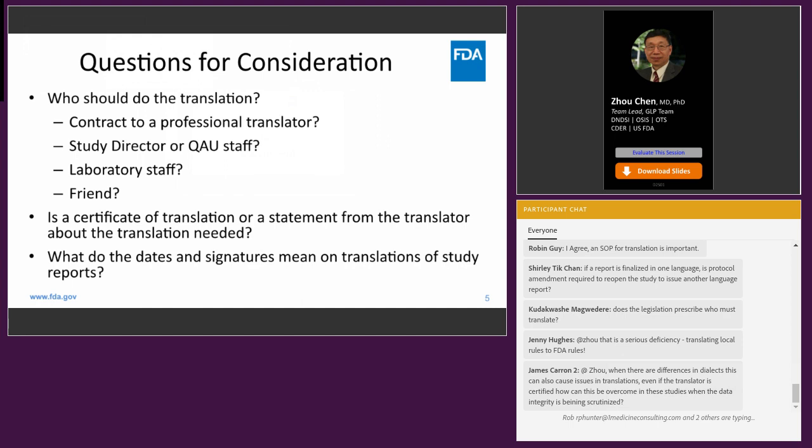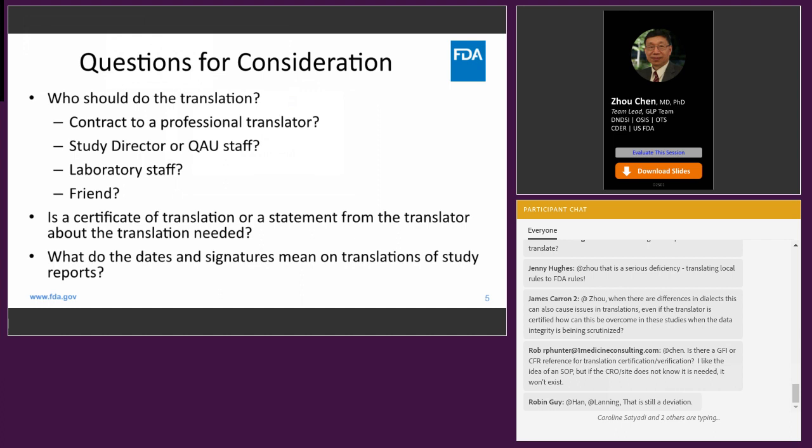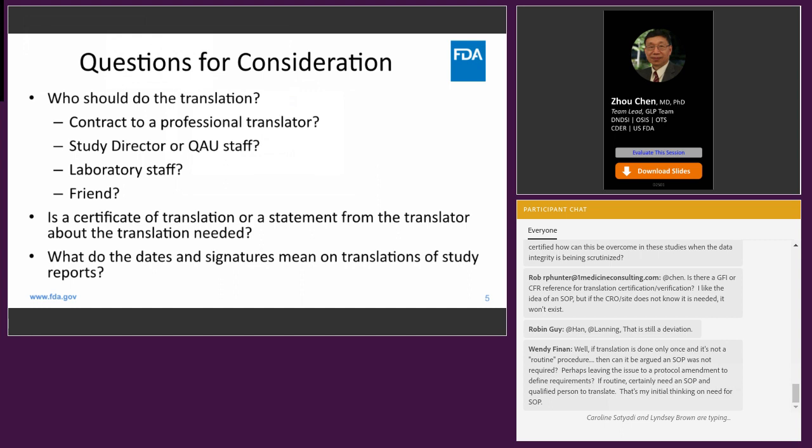Our consideration is that, if possible, there should be a certificate of the translation or statement with the translated study report, indicating that the translated study report is a true representation of the original documents, and the translator can sign his name in this statement and put the translation date in this statement.